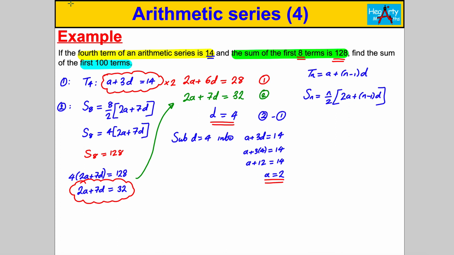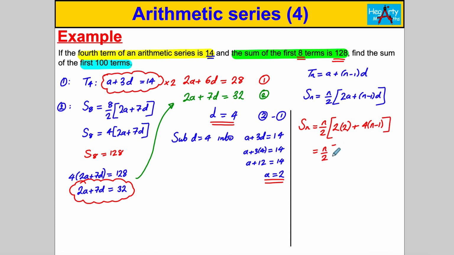Now, all very well and good. However, we were asked to find the sum of the first 100 terms. So let's go back to our Sn over here and see if we can tidy this up. It's n over 2, 2a, we found a is 2, so 2 lots of 2, plus n subtract 1 multiplied by d, well d is 4, so that's 4 multiplied by n subtract 1.